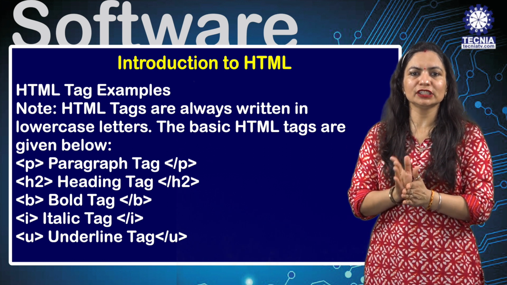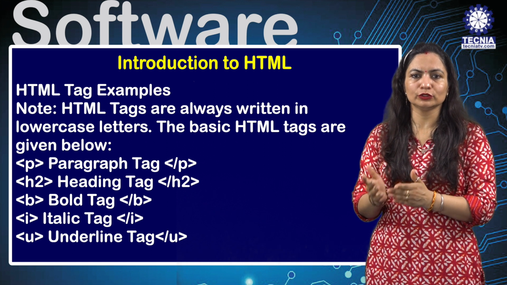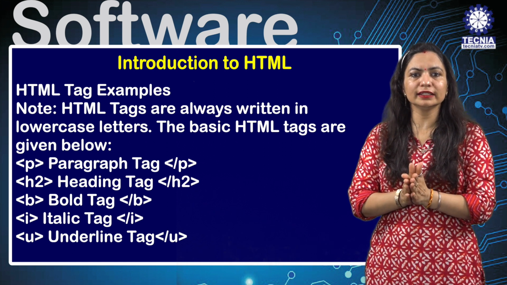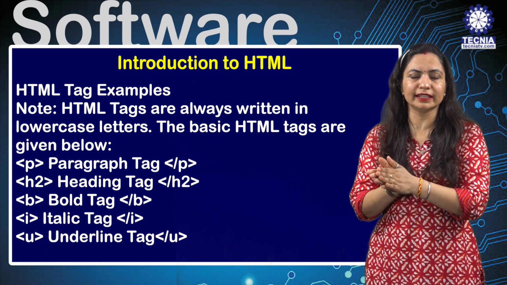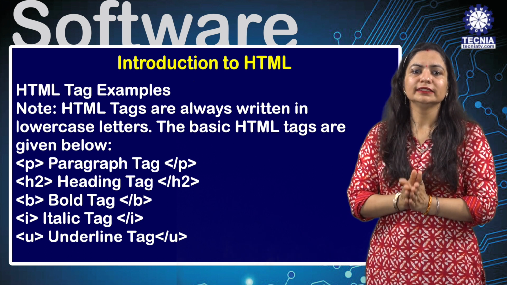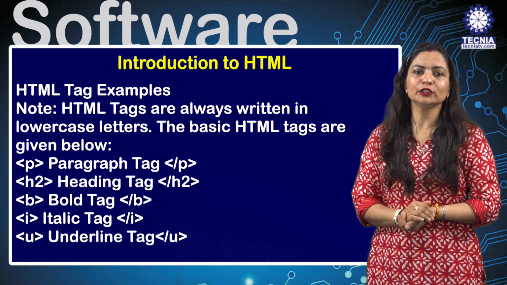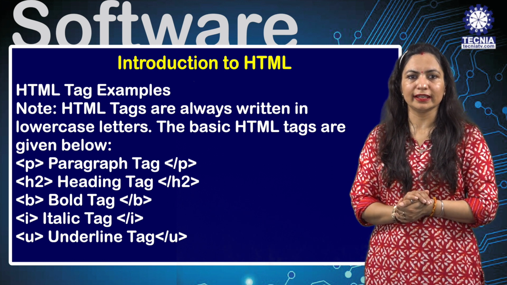The basic HTML tags are given below. The first is P. It stands for paragraph tag. The other is H2, that is heading tag. One is B, that is bold tag. One is italic tag, and you can also use underline tags.